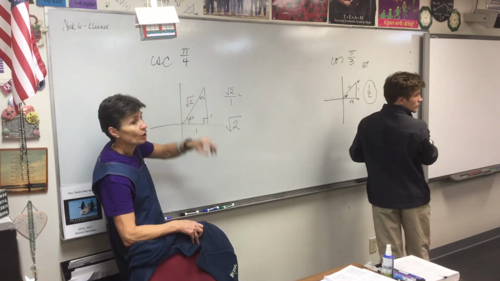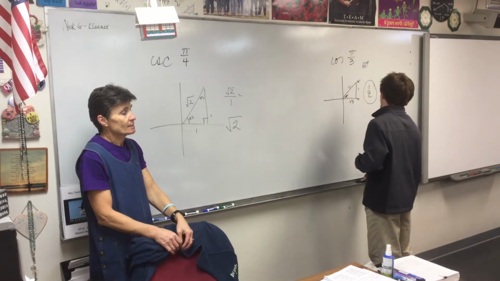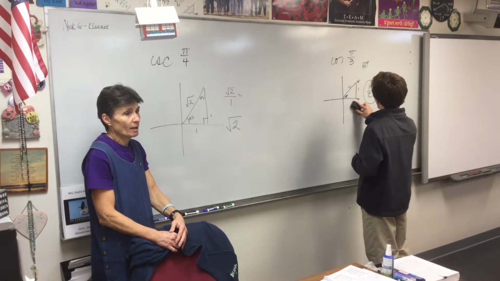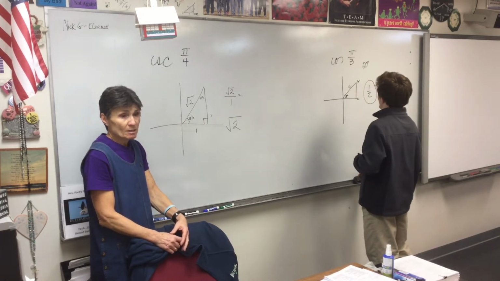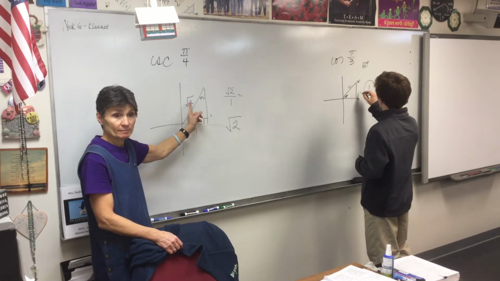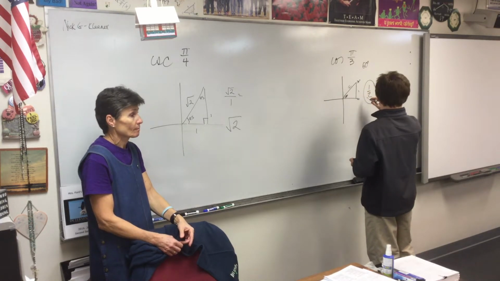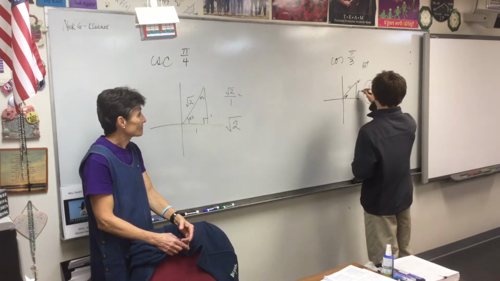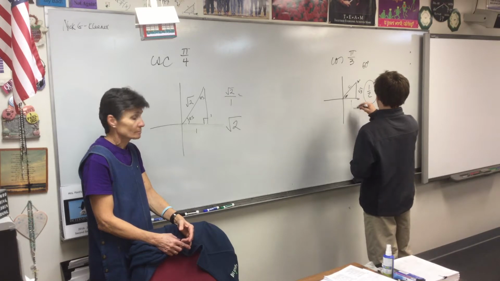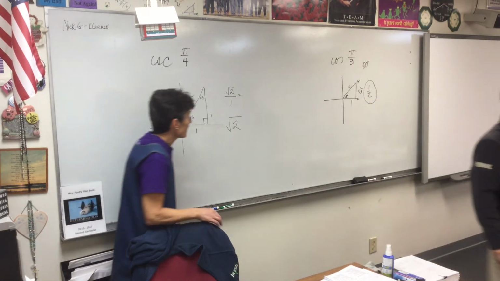Then he said, all right, I need cosecant. Cosecant is the reciprocal of sine, so it would be hypotenuse over opposite. He's right. It's root 2 over 1. Root 3 over 2, you're fine. Adjacent over hypotenuse. All right, we ready to look at this one now?